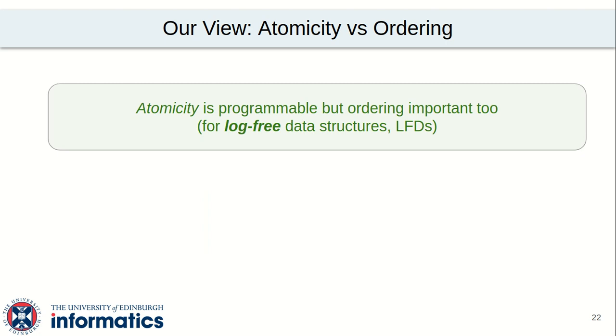Coming back to the atomicity versus ordering debate, our view is that while atomicity is indeed programmable, we believe languages should also support ordering. This is to enable crash consistency and recovery of the so-called lock-free data structures. What are lock-free data structures? These are codes that are similar to the linked list example we saw earlier. These data structures have the nice property of failure atomicity while only needing ordering.